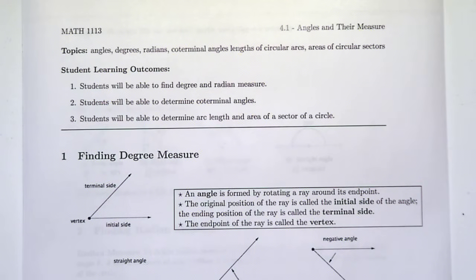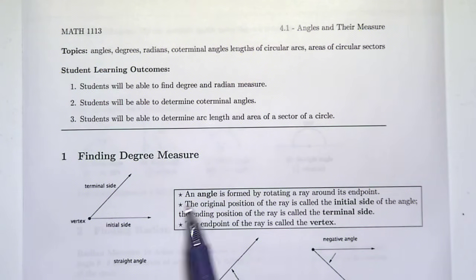So in this section, you'll be able to find the degree and radian measure. You will also be able to determine coterminal angles. And then you will also be able to determine arc length and area of a sector of a circle. So we'll talk about what all of those things are. So the foundation of this section is angles. And so how we measure angles and what an angle is very important.